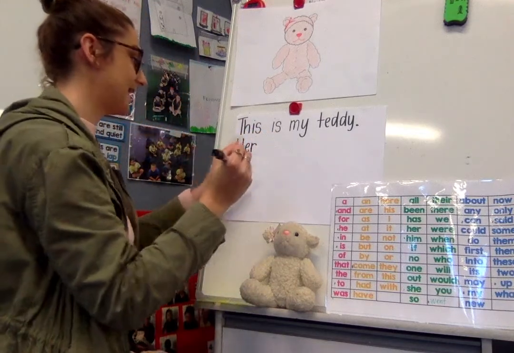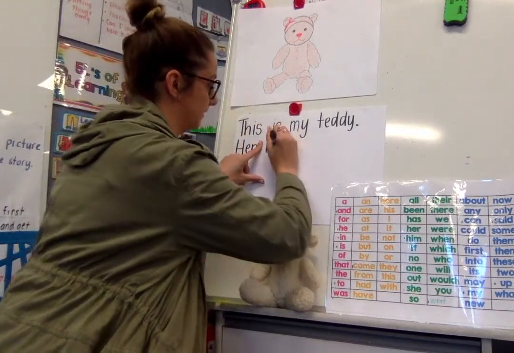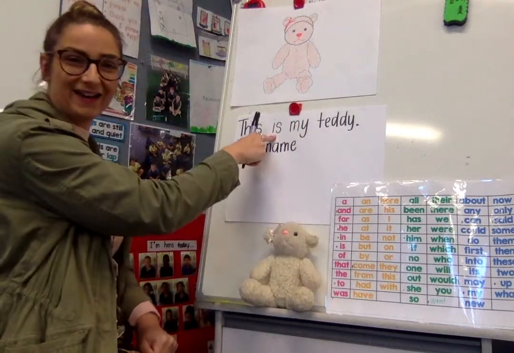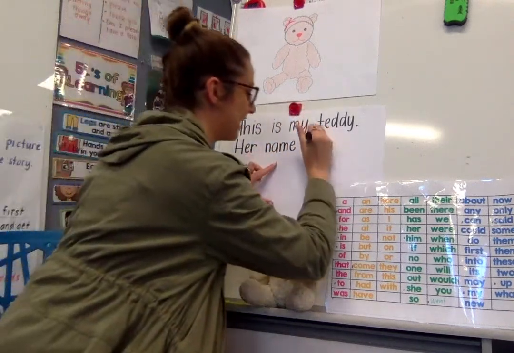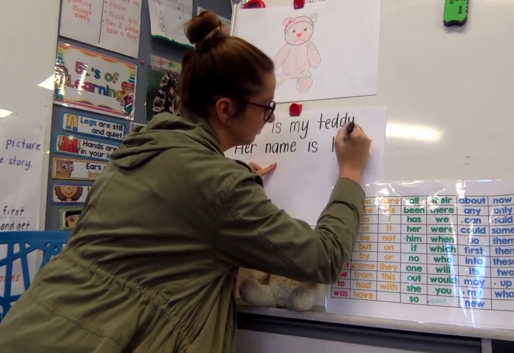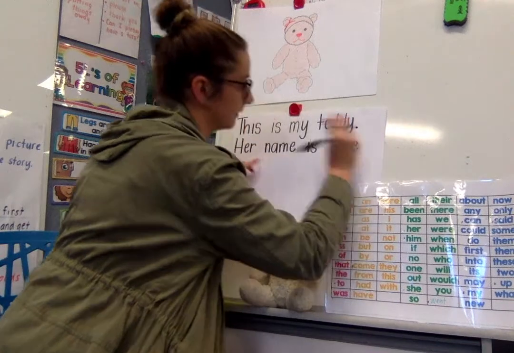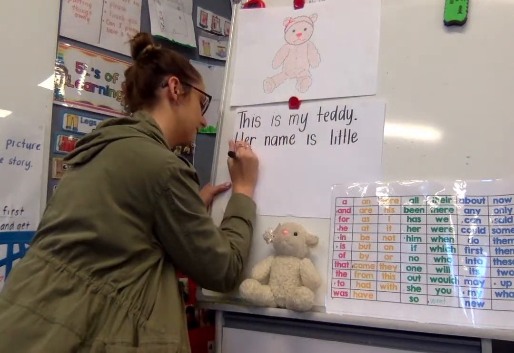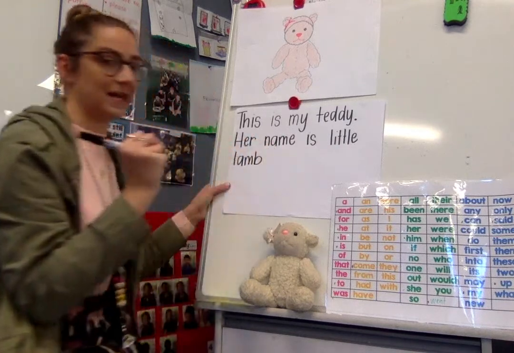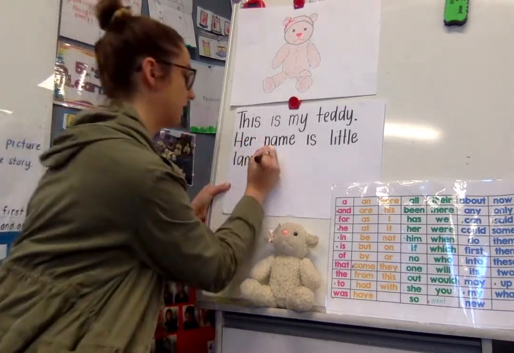Her name, I know this word. Her name is, I don't have to write that again. It's so easy. Her name is Little Lamb. And my idea is done, so I'm going to put a full stop.